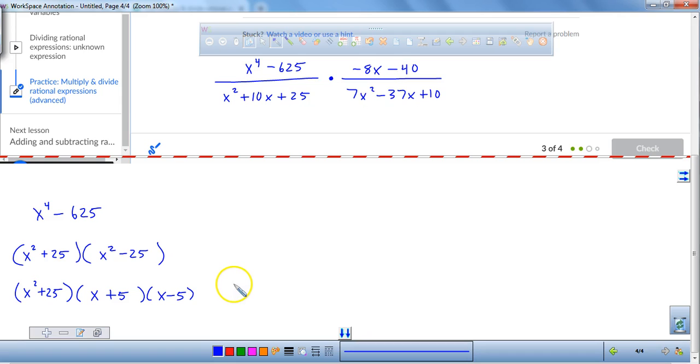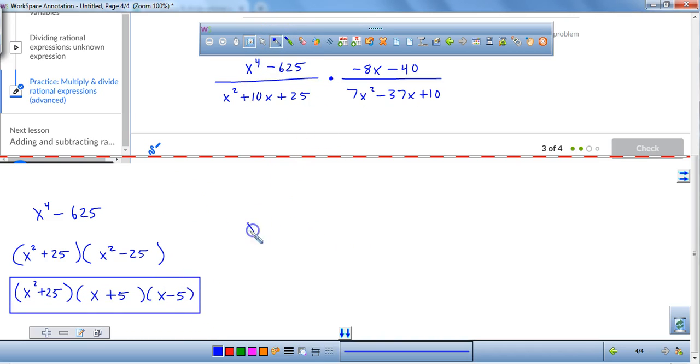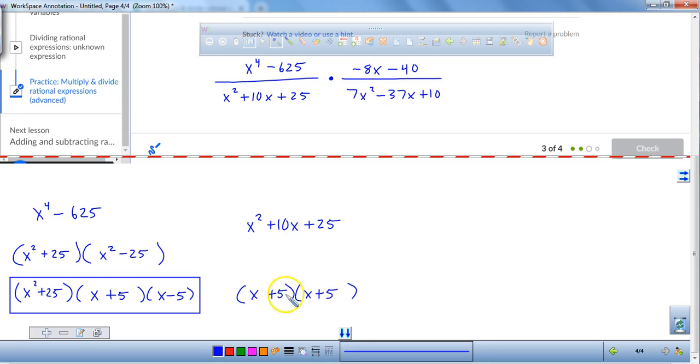All right, so we got that. We're going to use this here in just a second. That's everything in the numerator. Now what we're going to do is factor x squared plus 10x plus 25. Give me two numbers that multiply together to equal 25, but add together to equal 10. Not even going to waste my time on this one. It's just x plus 5 and x plus 5, because 5 plus 5 is 10, and 5 times 5 is 25. Boom. That's done.